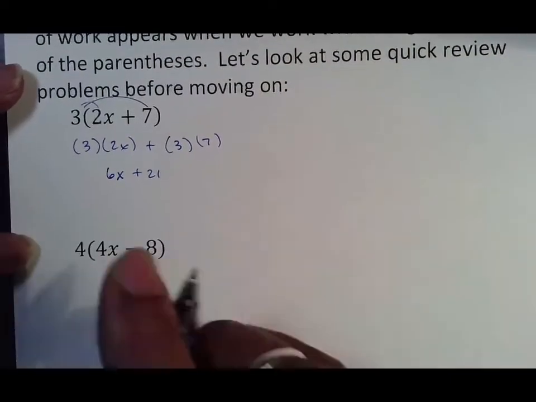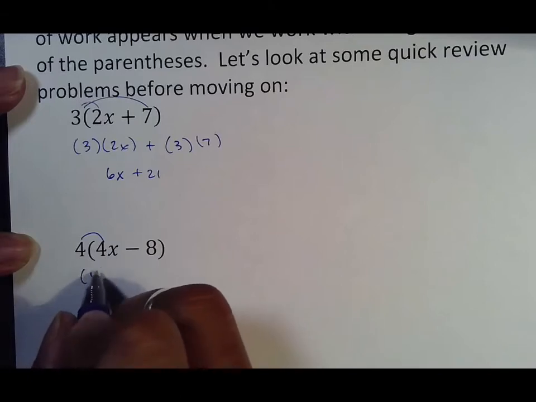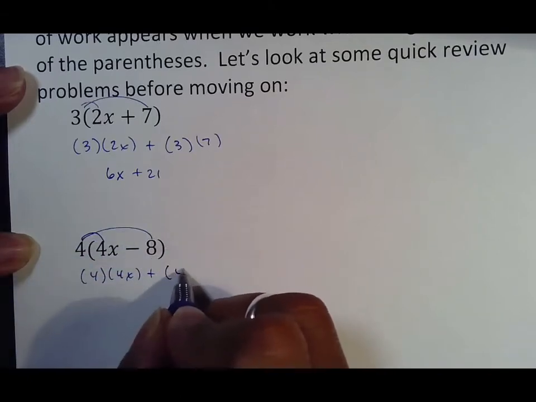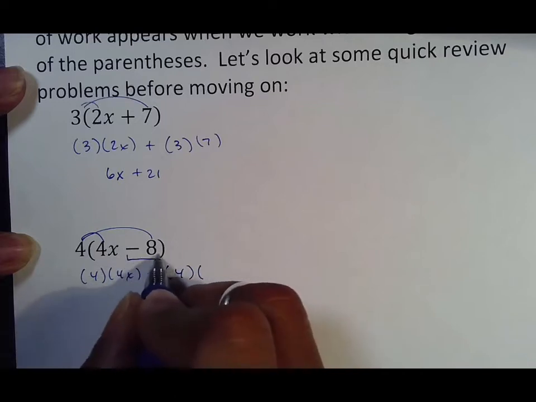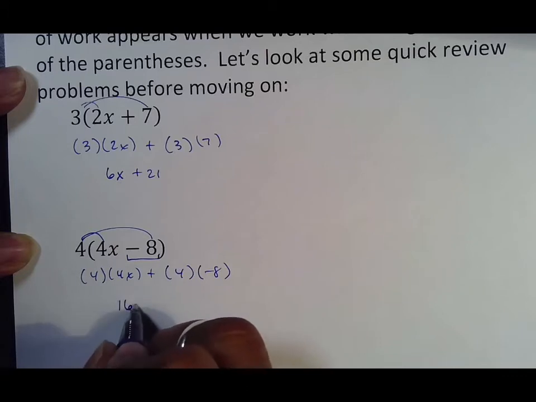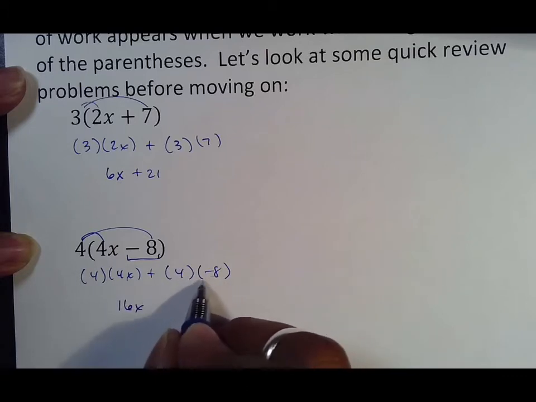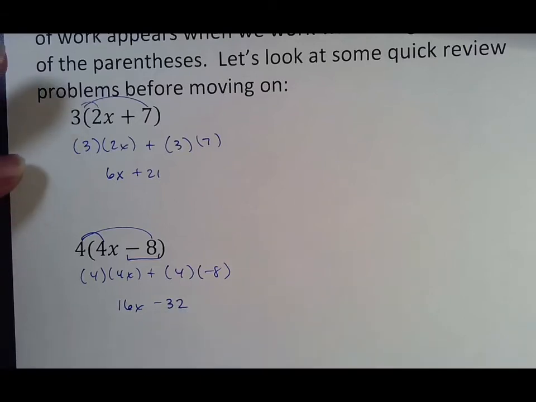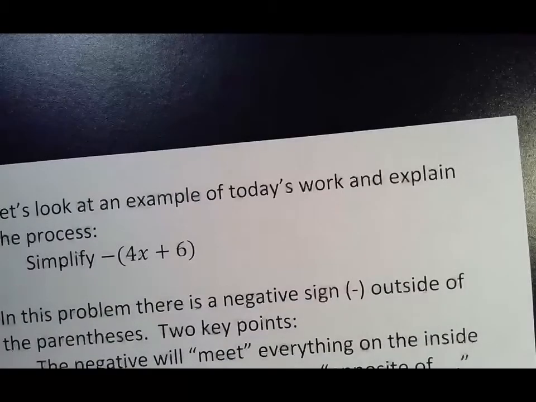We then had one where it was a negative number, but again, 4 meets 4x, and 4 meets negative 8, and again, part of what we're working on is viewing that as a negative 8. From there, you get 16x, and anytime you multiply a negative by a positive, you get a negative number, so it's negative 32, because again 4 times 8 is 32, and that does not change.